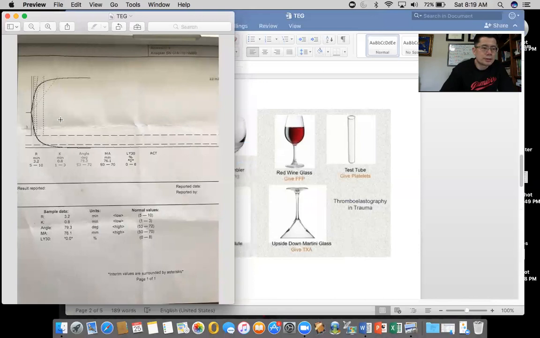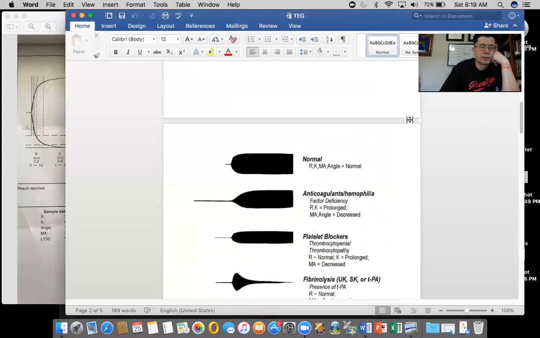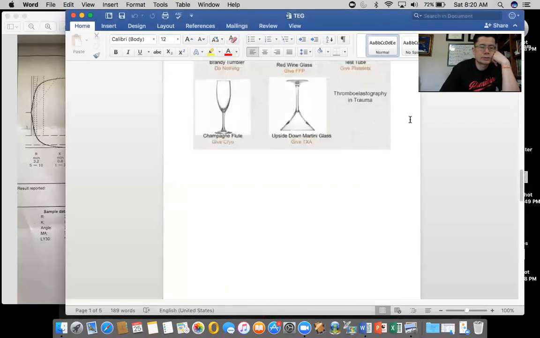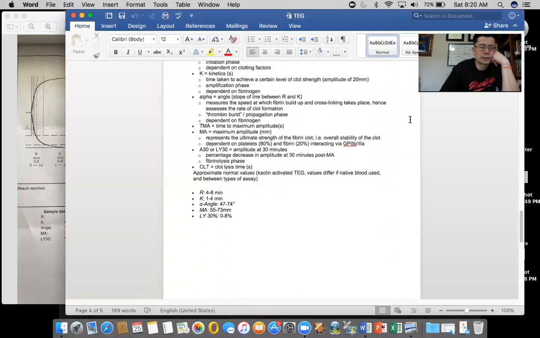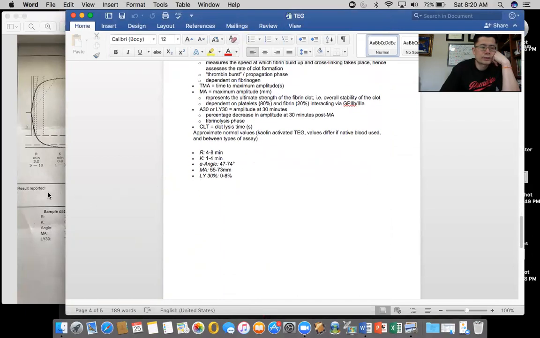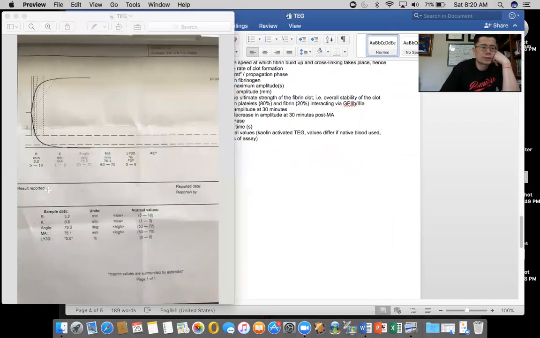Because I'm not an expert, but see her R wave is pretty short there, and then an alpha angle right there, and let me see, it actually gives you the normal value, so that's great. See the R there, so 3.2. And we talked about, let me see what this shows. The normal R is, let me see. Sorry, I'm scrolling through so fast. There it is. Okay, so it does show you 4 to 8 minutes, 1 to 4. So this is our normal lab value.